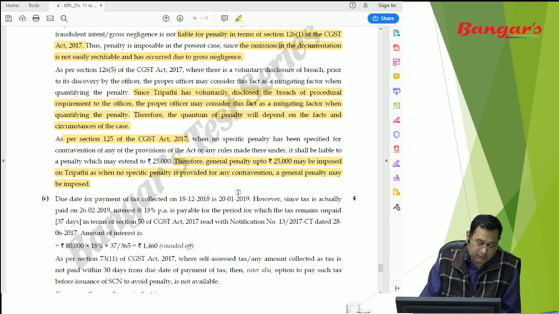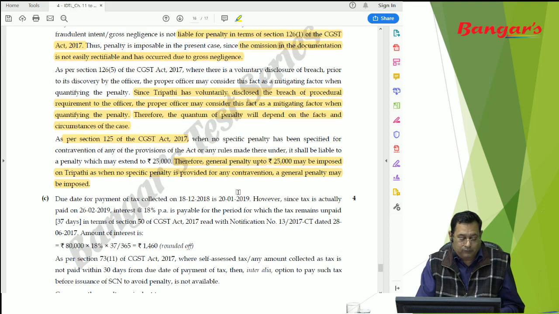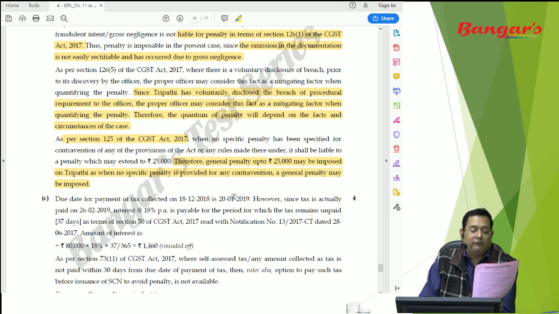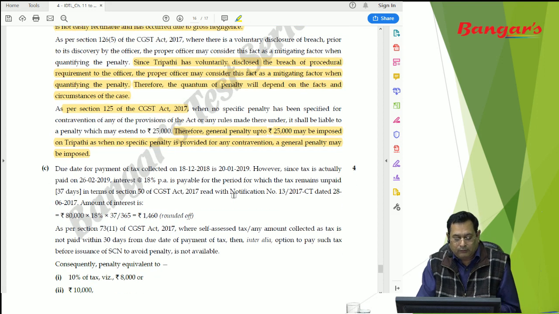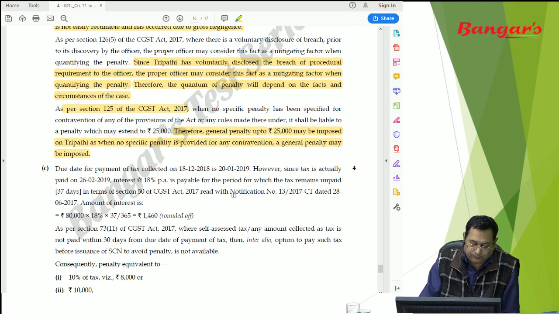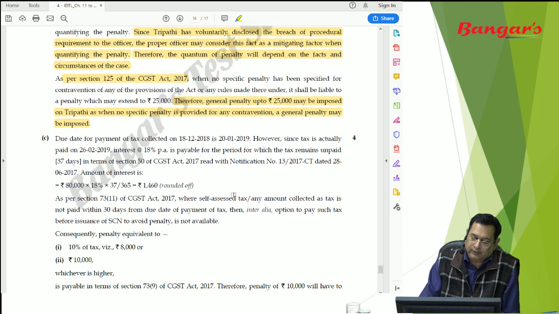Then question number 6C was: Richardson has self-assessed tax liability of 80,000. He fails to pay it within 30 days from the due date of payment of tax. Determine the amount of interest and penalty payable. Explain the provisions of the law. So, in case a person fails to pay the same by the due date, then he will be liable to pay interest at the rate of 18% per annum.